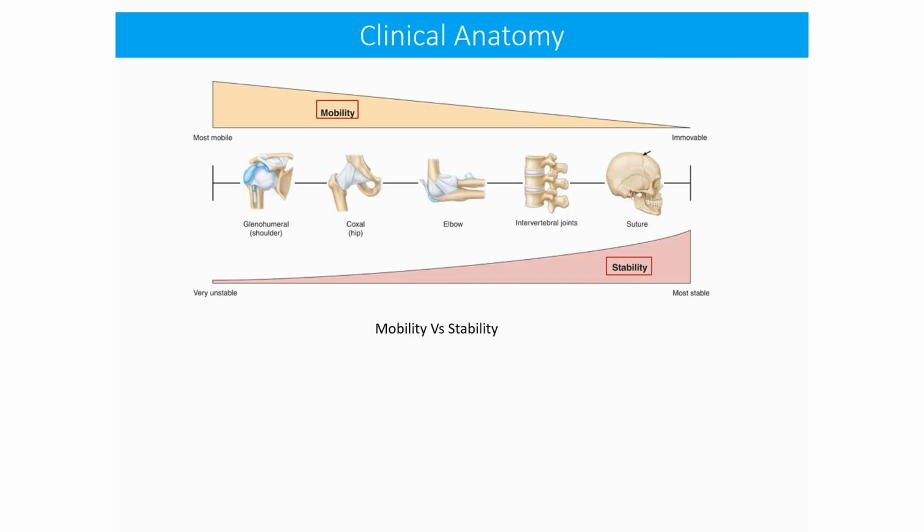This diagram depicts mobility of a particular joint versus stability of that very joint. If we critically analyze this diagram, we come to the conclusion that the most immovable joints, such as sutures, are the most stable joints, whereas on the other hand, the most mobile joints, such as the shoulder joint, are very unstable joints.